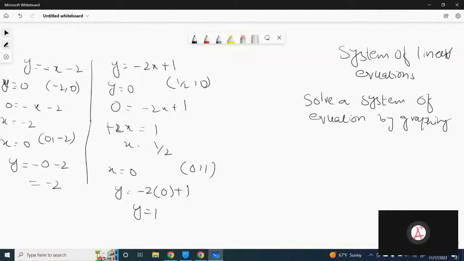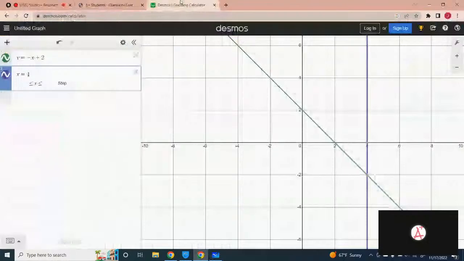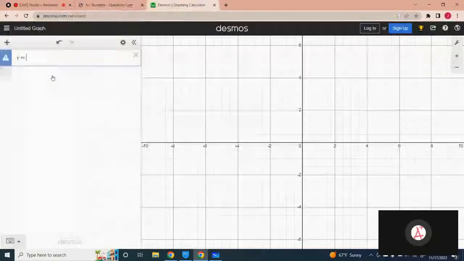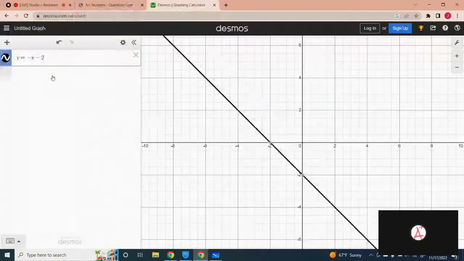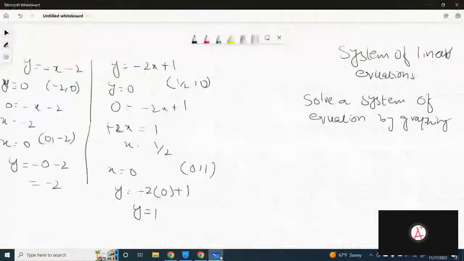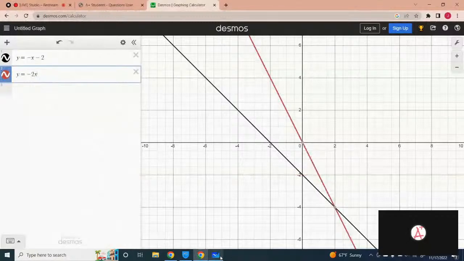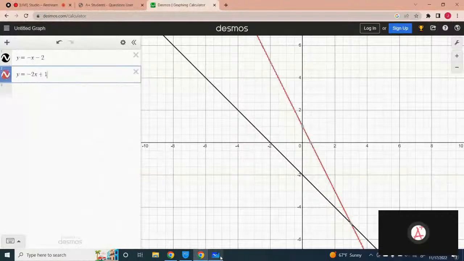I'm using an online tool, because on the board it is difficult to plot the graphs. I'm using the online tool to plot the equations. The first equation is y equals negative x minus 2, and the second equation is y equals negative 2x plus 1. So these are the points you have to plot on the graph.